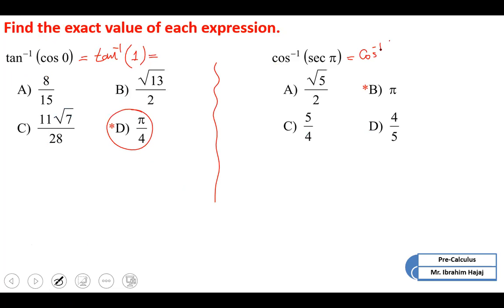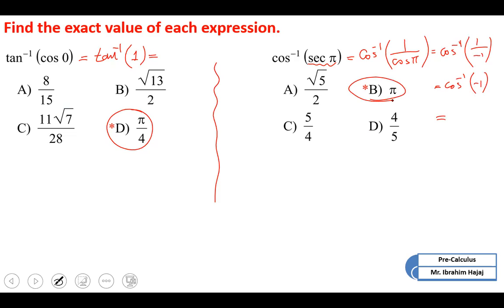Next question, the same thing. Write cosine inverse and find first the value of secant pi. Secant is 1 over cosine, and cosine pi is negative 1, so 1 over negative 1. So it's cosine inverse of 1 over negative 1, and this will be cosine inverse of negative 1. And now think, what angle has cosine negative 1? It's pi.